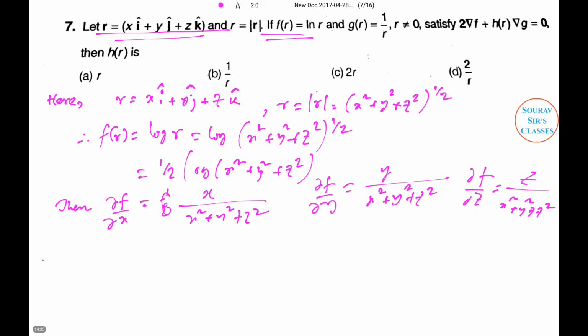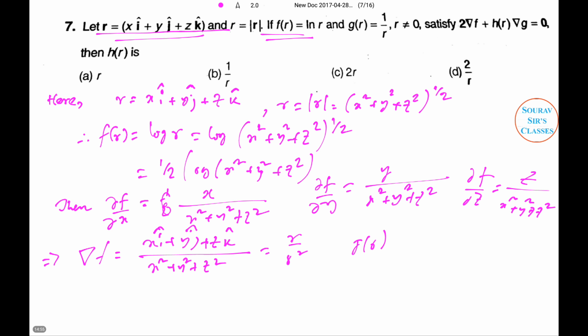So now for nabla f(x) we can write xi... this thing, this is r by r square, and g of r will be 1 by (x square plus y square plus z square) whole to the power half.